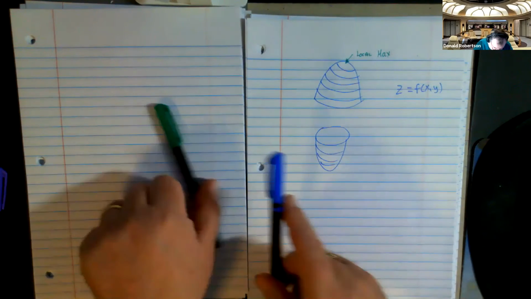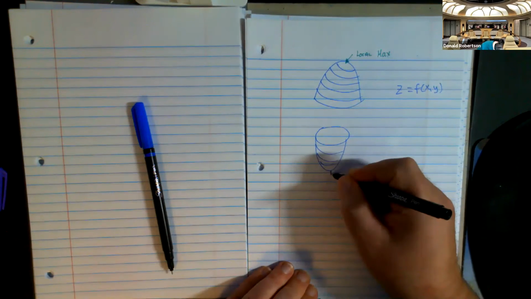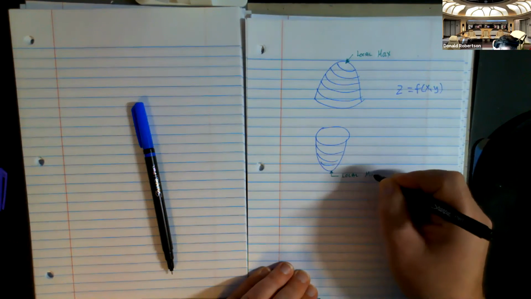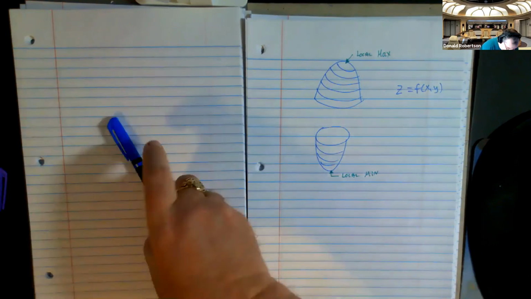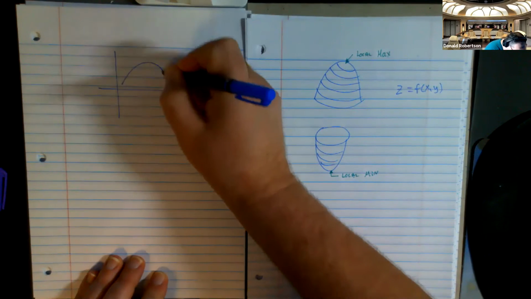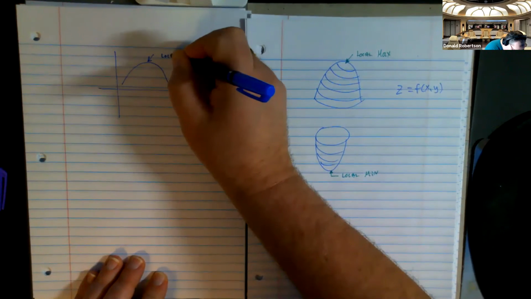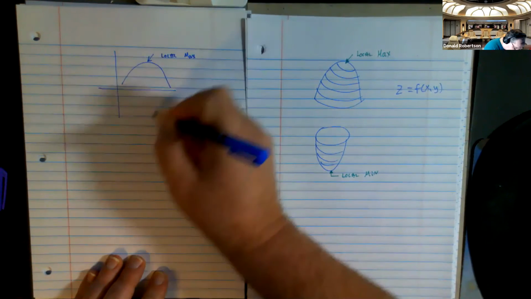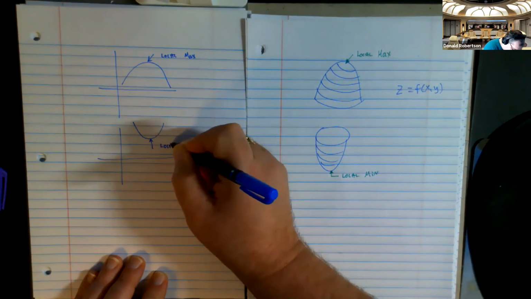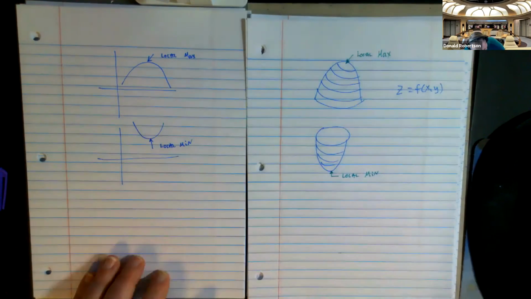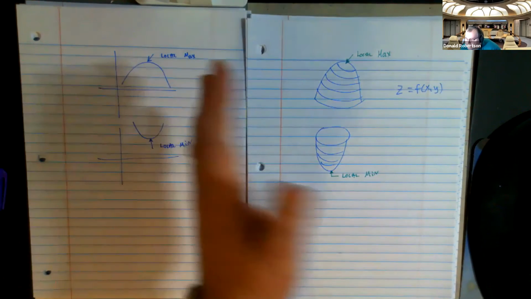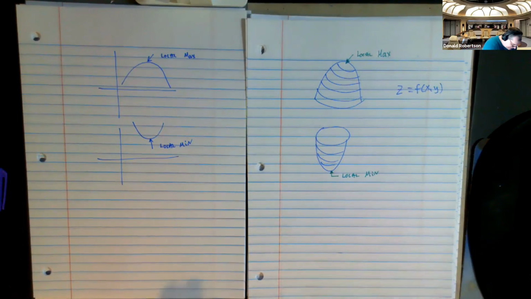Can you imagine this surface? This would be called a local minimum. Now, in Calc 1, won't a local max look like this? And won't a local min look like that? So there is quite a good analogy between two-dimensional local max and min and a three-dimensional local max and min.